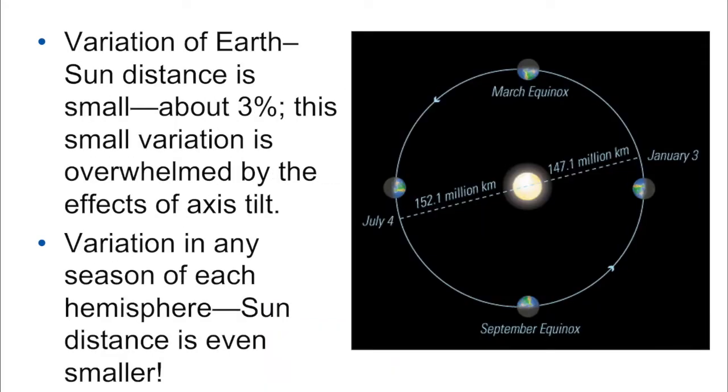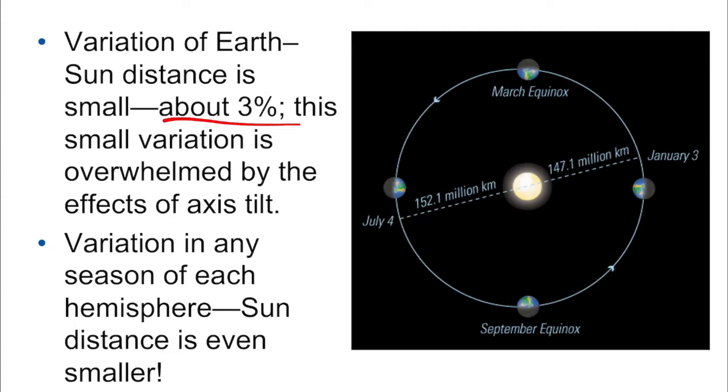So why doesn't the distance matter, right? I said the distance is perceptible as far as tracking the sun's location from a fixed location on Earth, but why doesn't it really affect the amount of heat we get? Well, the variation in the sun's distance is small, about 3%. So right away you should think, well, 3% variation, that's not a very big deal. Common sense tells you that. The small variation is overwhelmed by the effects of axial tilt, so much so that there's no data to suggest that on average, summers in the northern hemisphere are hotter than summers in the southern hemisphere.